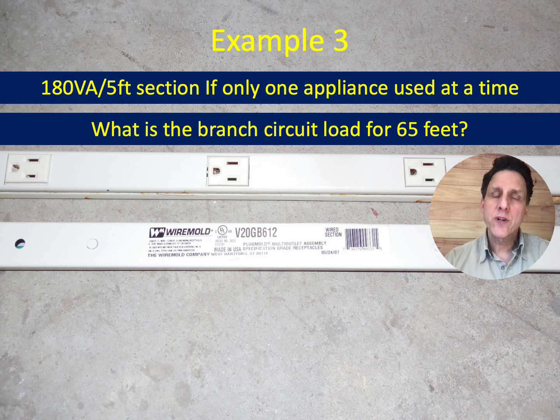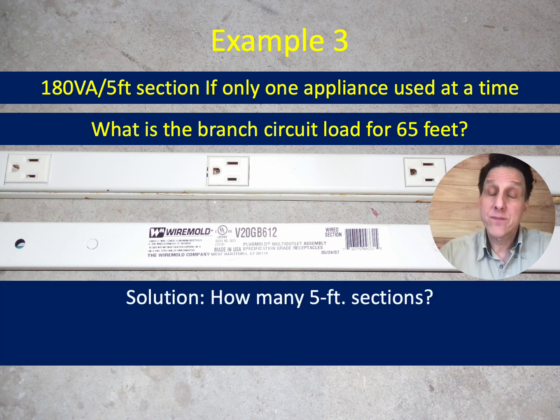Okay, in this case, we're going to say that there are 65 feet of this multi-outlet assembly. And so what's the calculated load in this case, right? Again, now only one appliance is being used at a time. So instead of 180 volt amps per foot, it's 180 volt amps for every 5 feet. So we need to know essentially how many 5 foot sections we have, right? If you want to take a moment and do the math, you can pause the video. And when you're done, you can restart and I'll give you the solution.